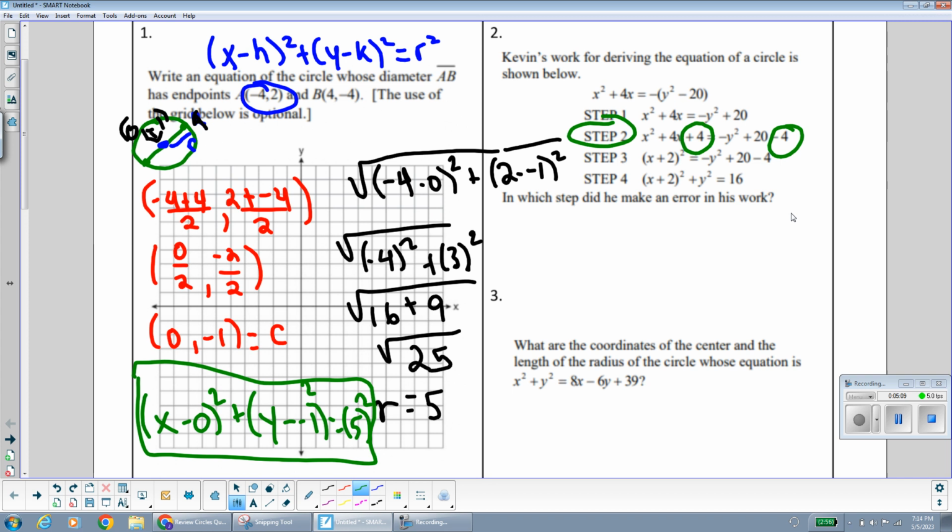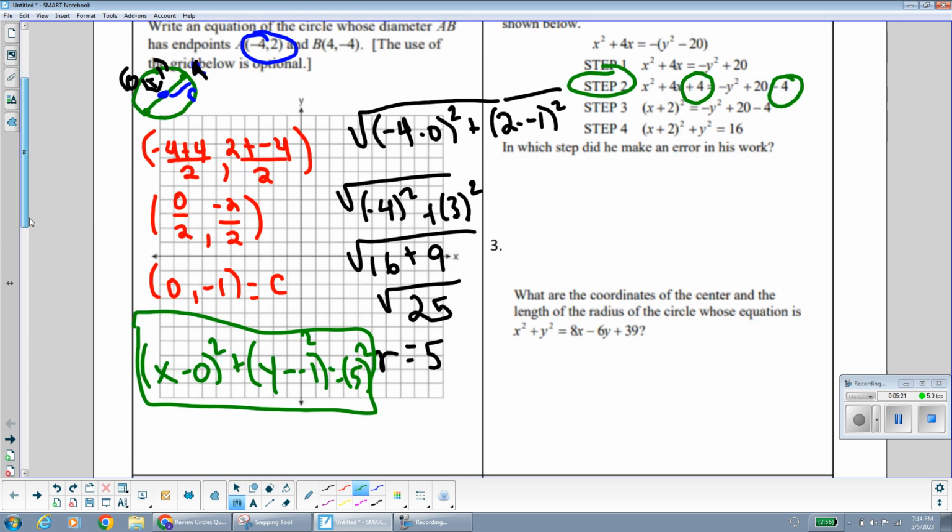Instead of doing two different signs on both sides of the equal sign, whatever Kevin is doing to the left, he should also be doing to the right. He should be adding 4 to both sides. Okay, moving down to number 3.